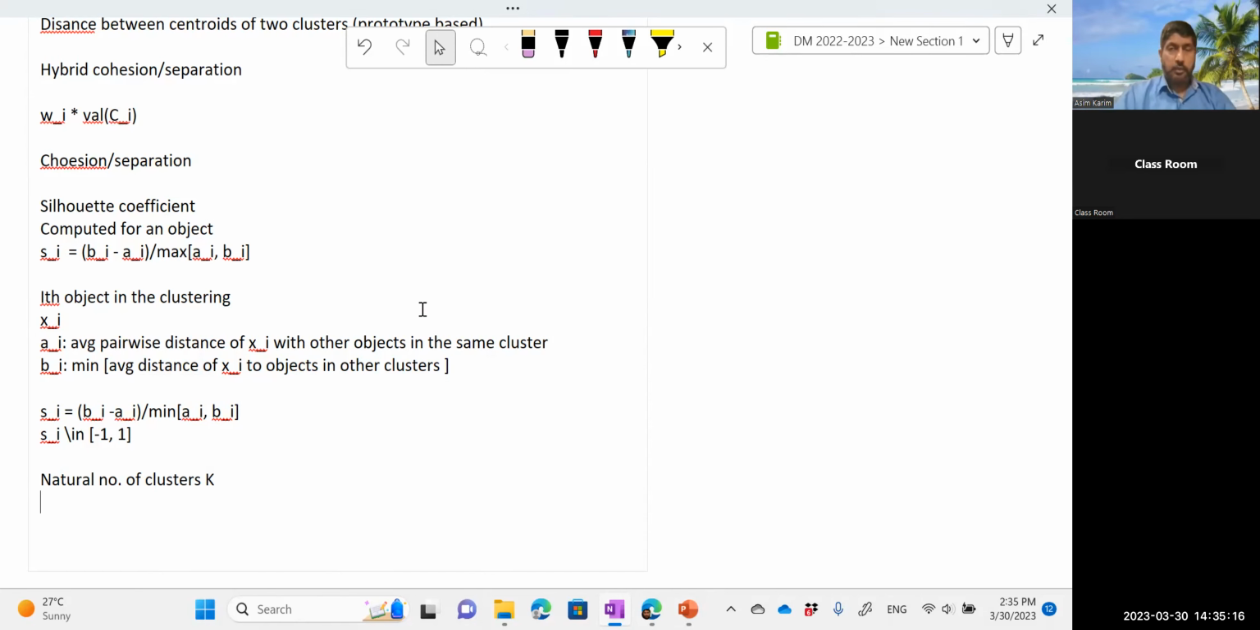So the natural number of clusters k can be estimated by kinks in an intrinsic measure versus k graph. Okay? The intrinsic measure could be the silhouette coefficient, sum of squared error, sum of distances from the center of a cluster, and so on.